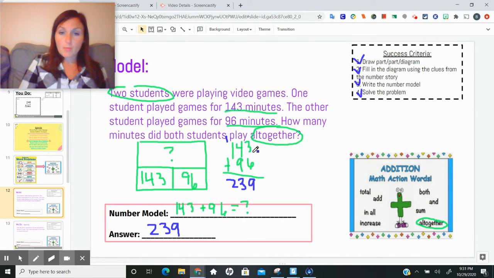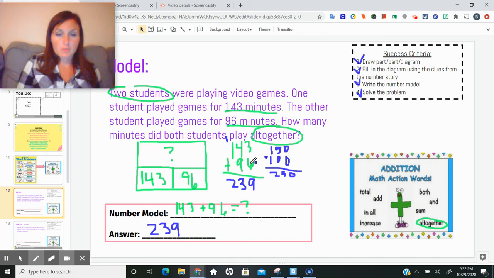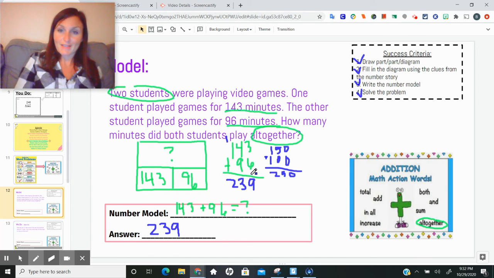Yeah, I could make that ballpark estimate. So 143, well, that's close to 150. And then 96, well, that's close to 100. So 150 plus 100, well, that is close to 250. 239 is close to 250. It's a little bit less, but 143 and 96 are both less than the other numbers that I used for my ballpark estimate. So that seems like it's a reasonable answer.